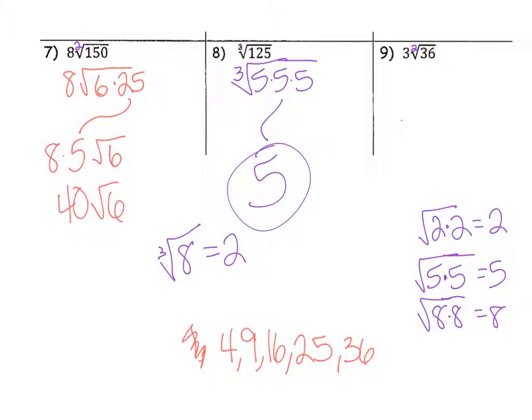Okay, let's do number 9. The 3 is going to stay. What's the square root of 36? 6. Just 6, out of the square root, no other answer. It's a perfect square. All right, let's go to 10. Cubed root of 8. We just did this one. What times what times what makes 8? 2. That's it. Not square root of 2. Just 2.